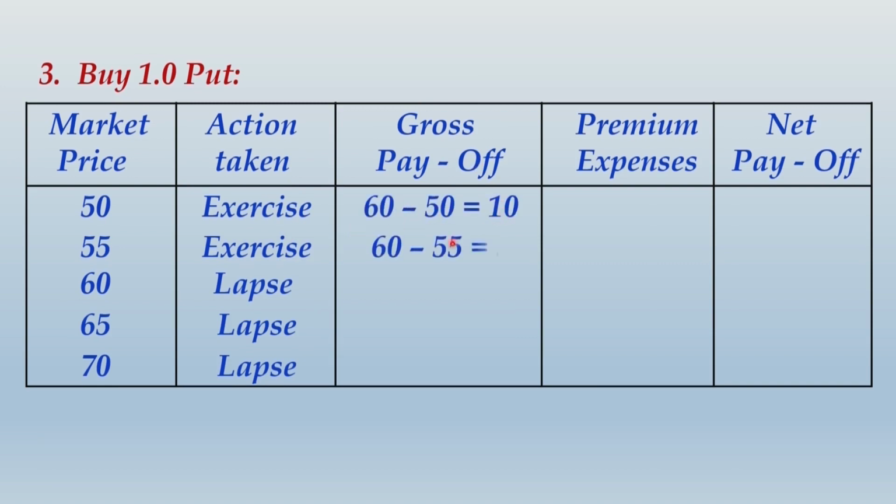So 60 minus 50, 10, and 60 minus 55 as 5, and when it is lapsed, the payoff would be 0, 0, 0. Premium expense for put option in all cases would be 1, and net payoff is always gross payoff minus premium expenses. So it will be 9, 4, minus 1, minus 1 and minus 1. So note down these calculations and then we move ahead.